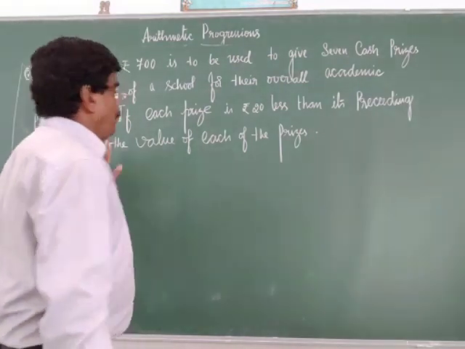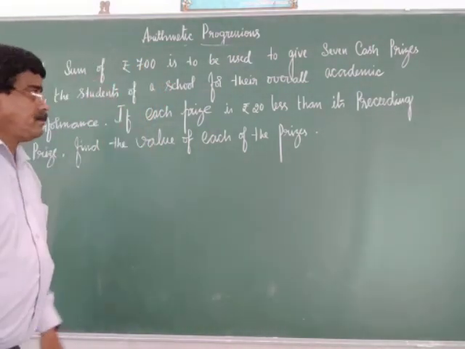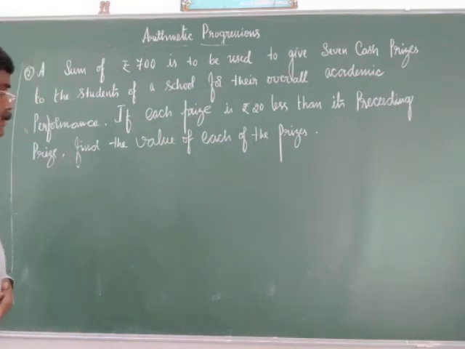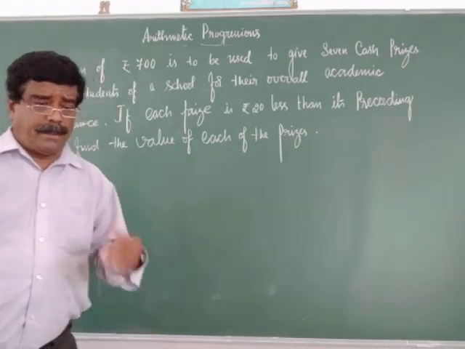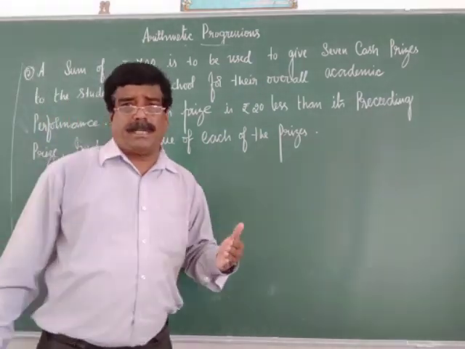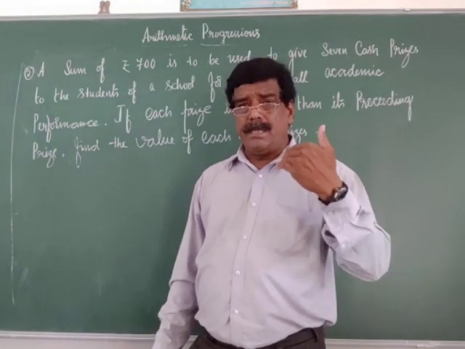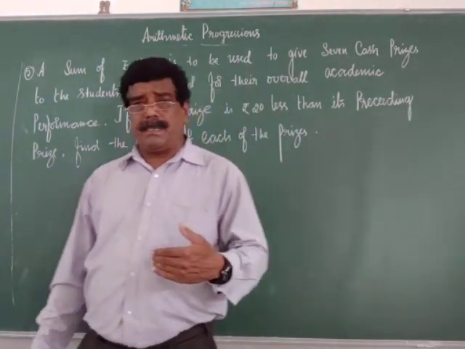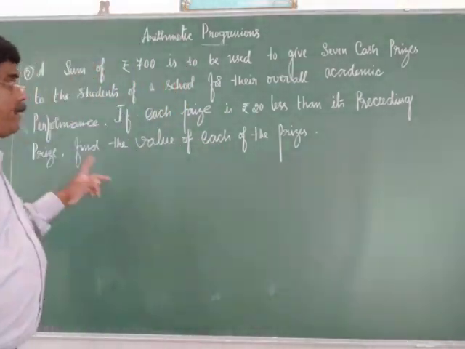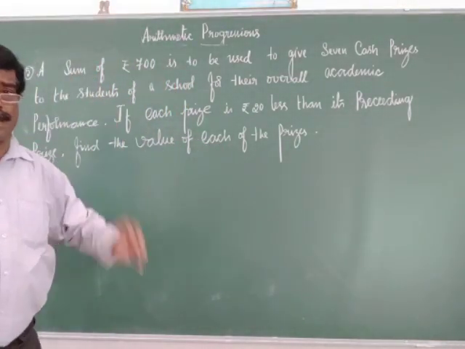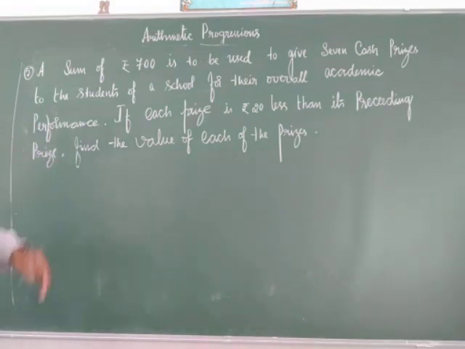Okay children, now see, the total amount given here is 700 rupees. One more condition is given. Each prize is reducing by 20 rupees. It means if the first prize is given as 100 rupees, the next will be 20 rupees less, means 80 rupees. The next prize is 20 rupees less, means 60, like that. But if you add all together, you must get 700. So let me check how to write it in AP.